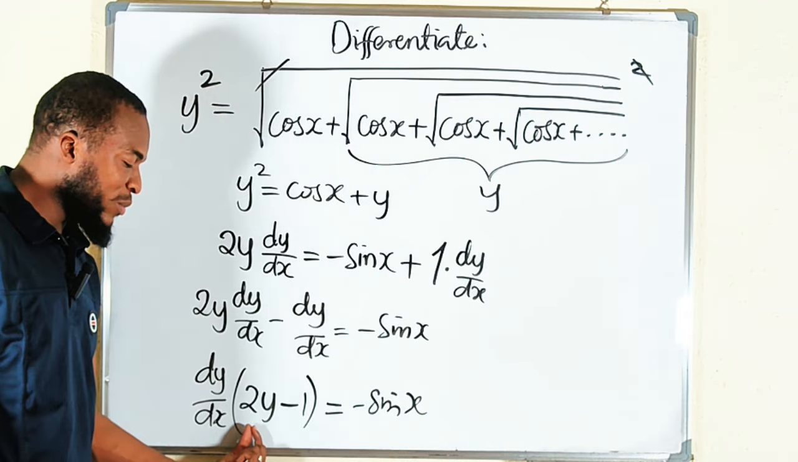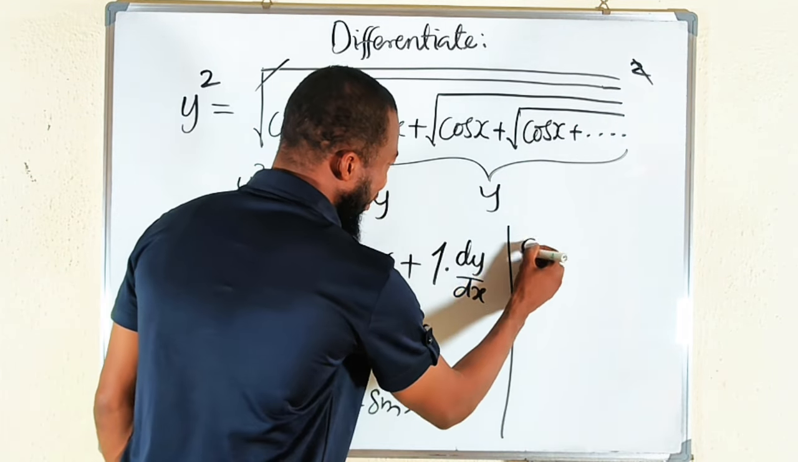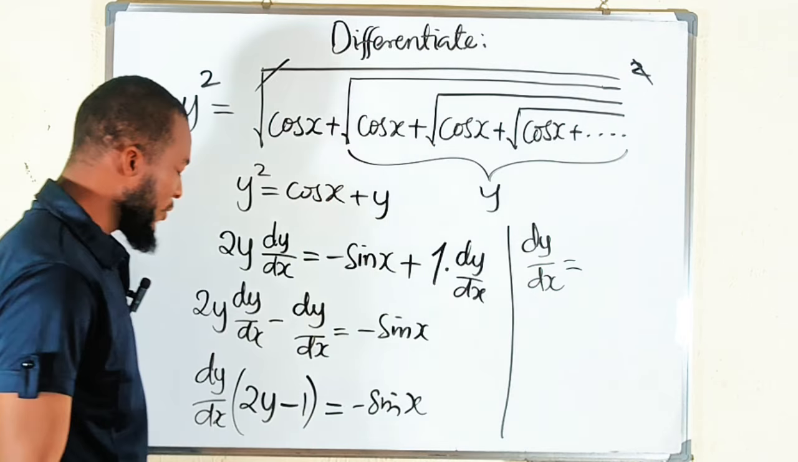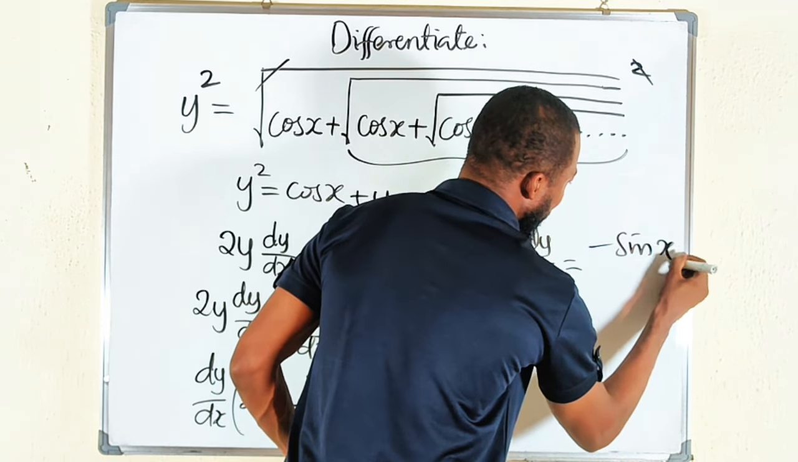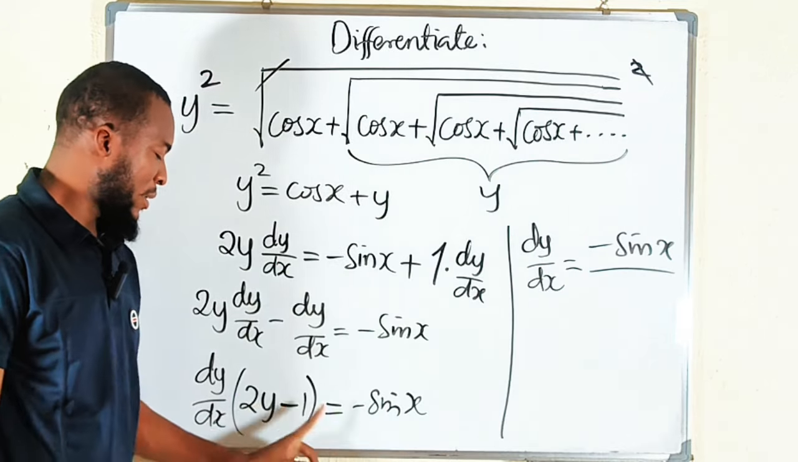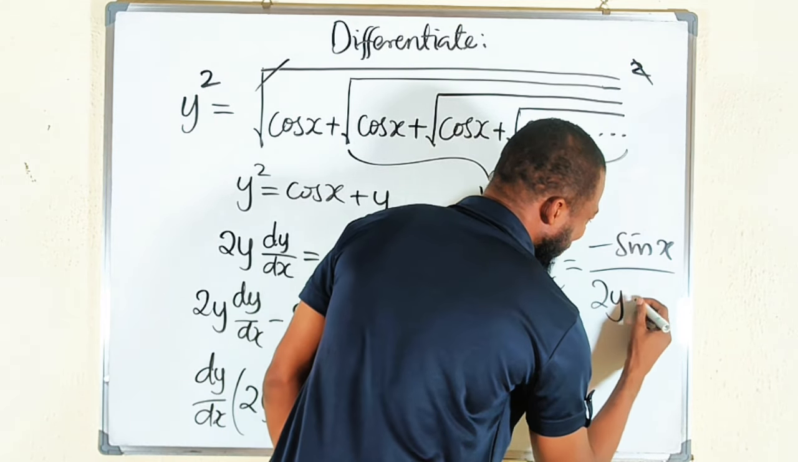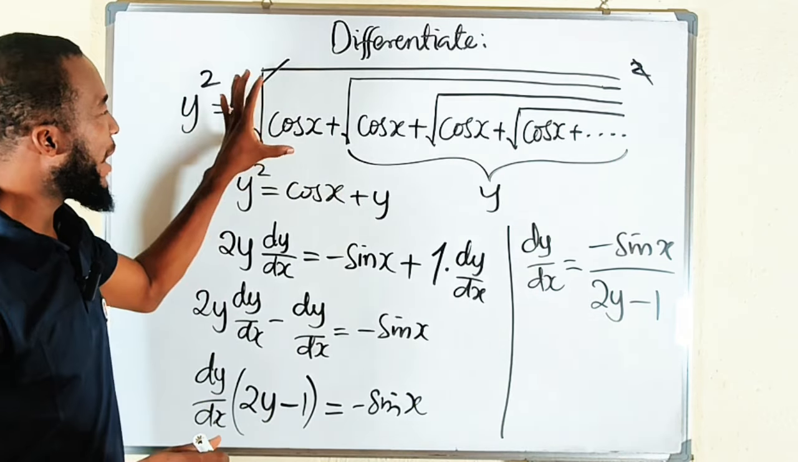Finally, divide both sides by 2y minus 1. And here we have it. Dy over dx is finally equal to negative sine x divided by what? 2y minus 1.